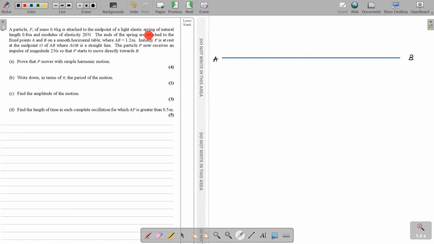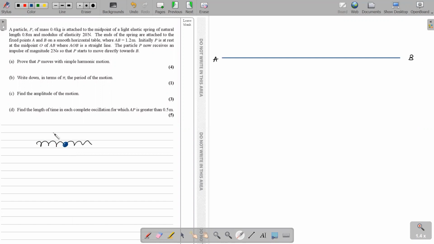They say this particle P is attached to the midpoint of the elastic spring. So you have your spring, and the particle is attached to the middle. Since this is a horizontal system, you could even draw the spring using a line. The object is attached to the midpoint of the spring, which means we are going to consider this not as a single spring now, but as two springs.